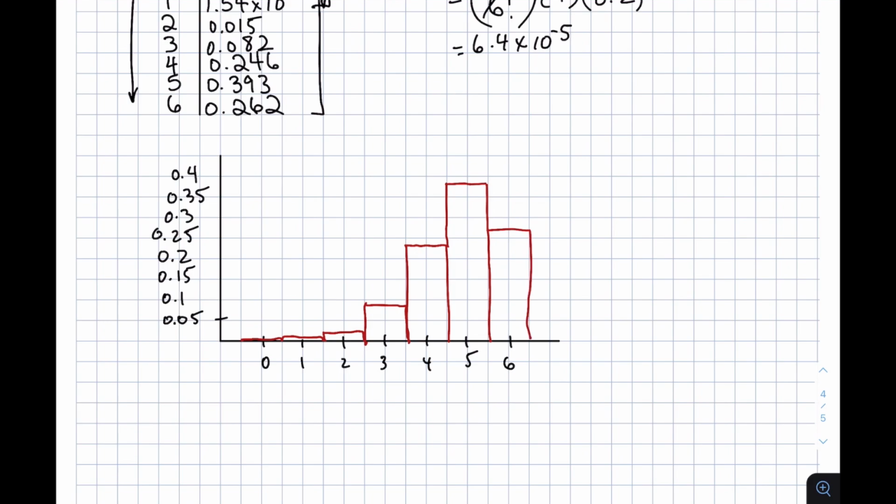We can see the characteristic binomial distribution pattern of one peak in the middle and a decrease on both sides, but this is our probability histogram, where this is the number of free throws Allie makes.